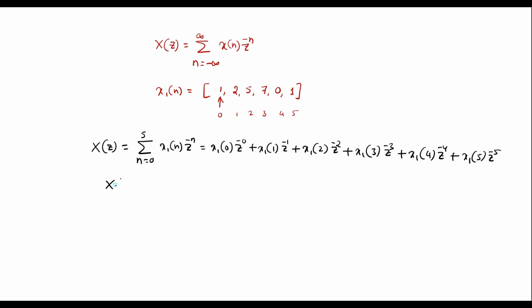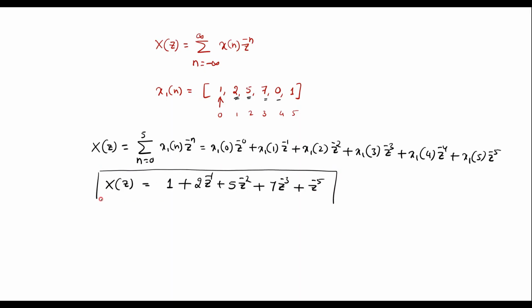Let me simplify this. That is, X of z is equal to x1 of 0 is 1, so z power 0 is 1, plus x1 of 1 is 2, that is 2 z inverse, x1 of 2 is 5, that is 5 z power minus 2, x1 of 3 is 7, 7 z power minus 3, x1 of 4 is 0, so entire thing will be 0, x1 of 5 is 1, that is z power minus 5. So this is the Z transform of the given sequence x1 of n.